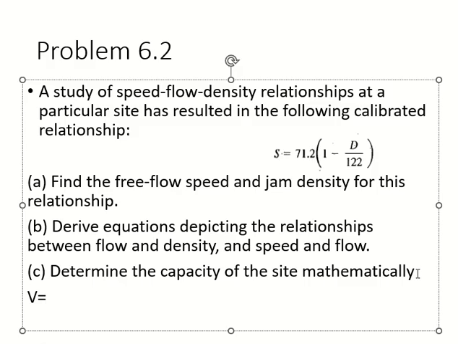V equals 71.2 D minus. Why do you have a bracket? You already opened the bracket, right? That's why I have D here. 71.2 divided by 122 D square, right? Yes.